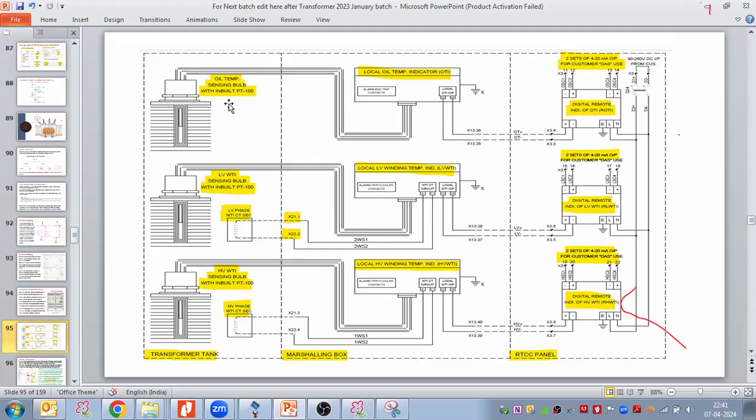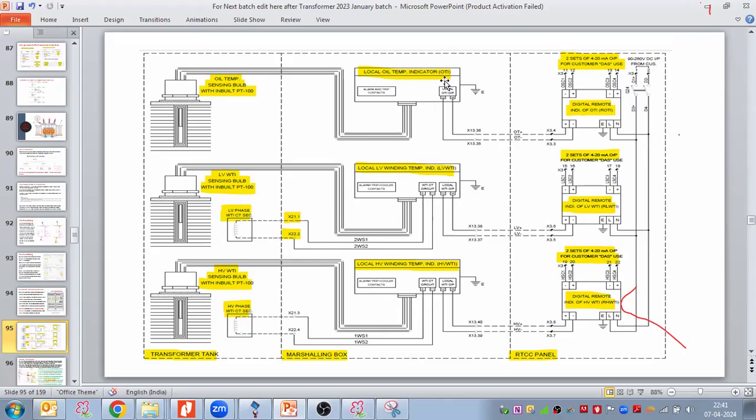So we take RTD, PT100 is the RTD model. The LV WTI sensing bulb, and along with that we are putting the CT on the WTI, and from that also we are sensing the winding temperature through the current. And then we have HV WTI, and the HV phase WTI CT we are putting, and through this current also we are sensing the heat. And connecting to the transformer marshalling box here.